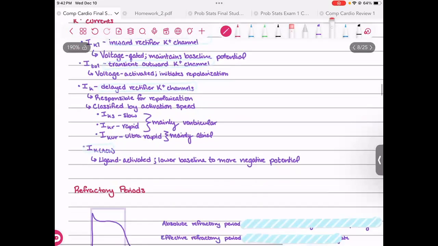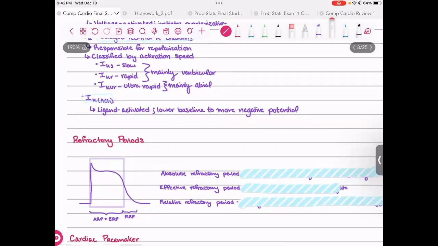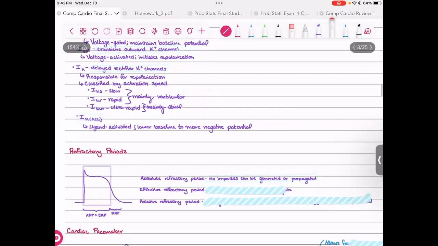I also want to show you refractory periods. There are 3 that I find interesting, 2 that you need to know for the exam. You have the absolute refractory period, during which no impulses can be generated or propagated. And for the sake of this class, it goes from the upstroke to around phase 3 of that action potential. For the sake of the class, assume this was within the absolute refractory period, but in reality, the absolute refractory period is within the effective refractory period. In this case, no action potential can propagate, even though one can be generated, which I thought was pretty cool.